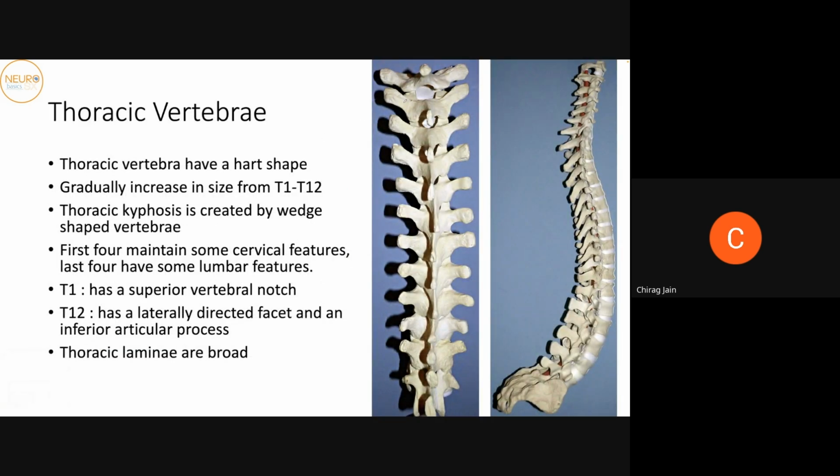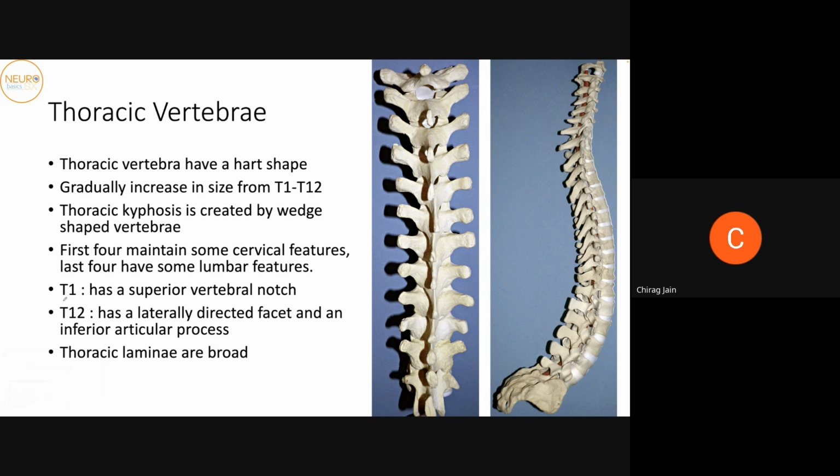Okay, so thoracic vertebrae. In an axial image, they have a heart shape. And as we know, all vertebrae will increase in size as you go down from T1 to T12. The thoracic kyphosis is a primary curve. It is caused by the wedge-shaped vertebrae rather than the wedge-shaped intervertebral discs, which create the cervical and the lumbar lordosis. The first 4 thoracic vertebrae and the last 4 thoracic vertebrae have transitional features. So T1 to T4 will have some cervical features, and T9 to T12 will have some lumbar features.